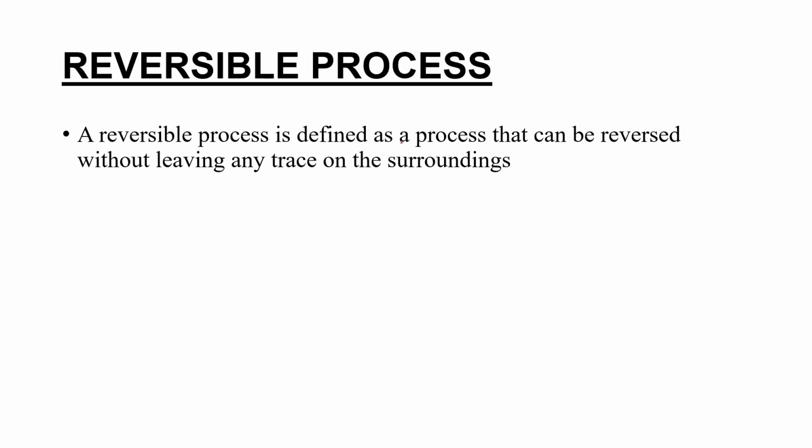A reversible process is defined as a process that can be reversed without leaving any trace in the surroundings. So you can see here a process that moves from state A to state B, and then it comes back to its initial state A. So this can be reversed. So this process is reversed. But when will it become a reversible process?